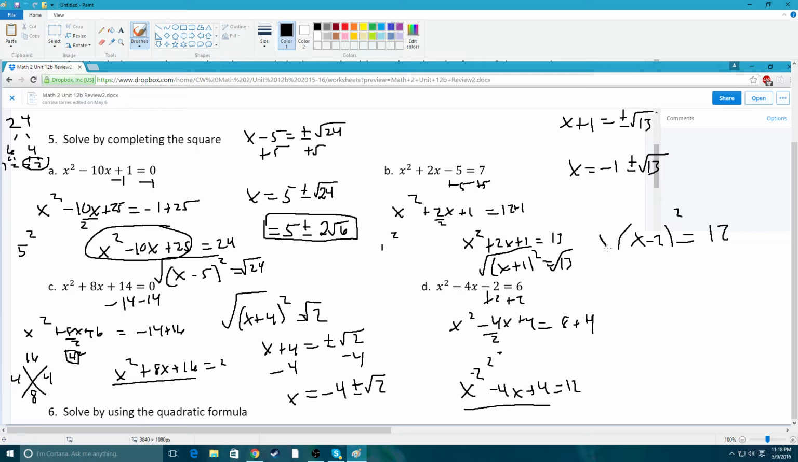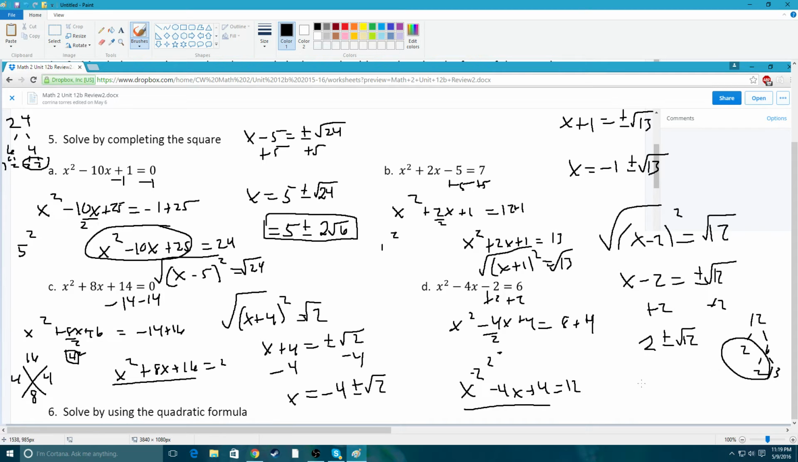Root both sides. X minus 2 equals plus or minus root 12. Add 2 to both sides. So you get 2 plus or minus root 12. But we can simplify root 12 just like we did on the other side. This is 2 and 6, and this is 2 and 3. So this becomes 2 plus or minus 2 root 3.